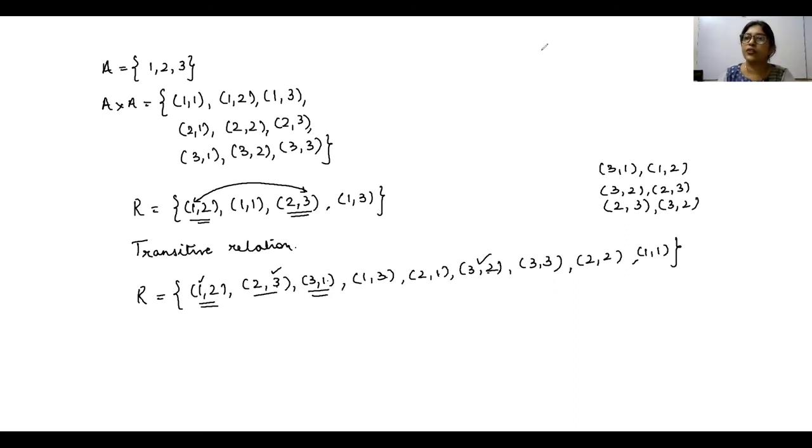But if you see, we do have 1, 1, 2, 2, 3, 3. This made it reflexive. Also, every ordered pair has a reverse element, like 3, 1 has 1, 3, 2, 1 has 1, 2, 2, 3 has 3, 2, and so it became symmetric also. So this is a relation which is reflexive, symmetric, and transitive. A relation which is all of the three, that is reflexive, symmetric, and transitive, is called equivalence relation.